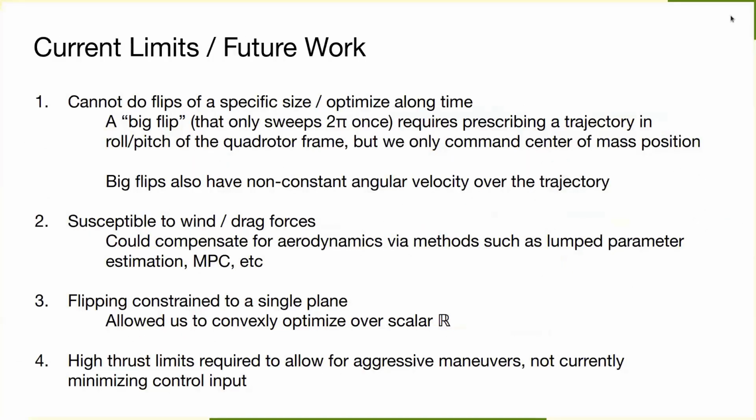Although we can track trajectories while flipping, we currently cannot do flips of a specific size. These big flips require prescribing a trajectory in the roll or pitch of the quadrotor frame, but we only currently command the center of mass position, which we specified with a specific angular velocity. In this way, we can't optimize over time and allow for varying velocities that instead achieve a desired roll or pitch trajectory. As we just saw, flipping is also very susceptible to aerodynamic effects, something that could be countered with a lumped parameter estimation, or MPC.